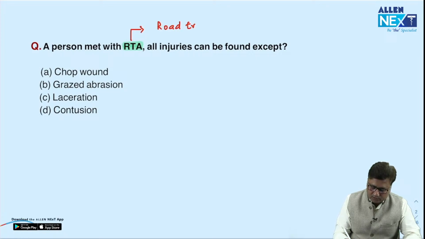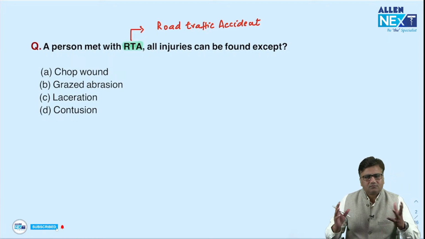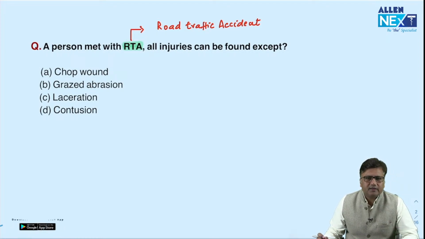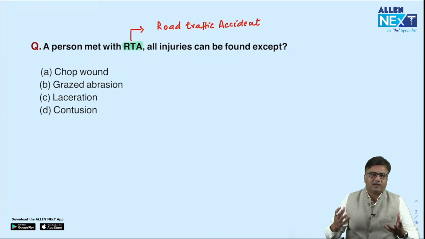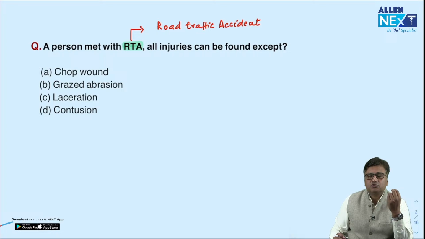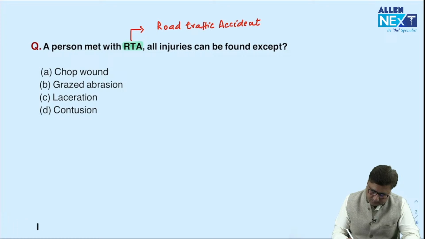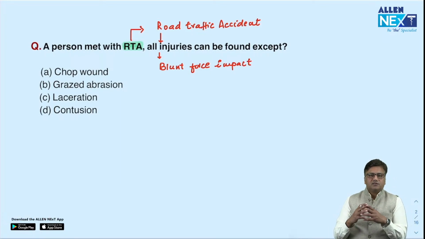So we have road traffic accident. Okay, आंसर देखते हैं इसका क्या होगा, बट सबसे पहले देखते हैं कि व्हेन वी से रोड ट्रैफिक एक्सीडेंट्स, व्हाट आर द कॉमन थिंग्स जो ऑटोमेटिकली हमारे दिमाग में उसी समय आनी चाहिए. The first is blunt force impact, because in road traffic accidents we are expecting blunt surfaces.